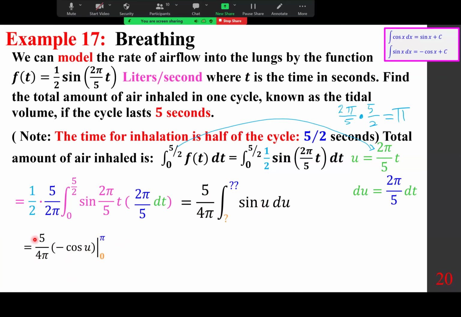Let's put the negative sign out. So let's write negative 5 over 4 pi times cosine of pi minus cosine of 0. Cosine of pi is negative 1. Minus cosine of 0 is positive 1. This is minus 2. Negative and negative makes it positive. So you have 10 over 4 pi, or 5 over 2 pi.